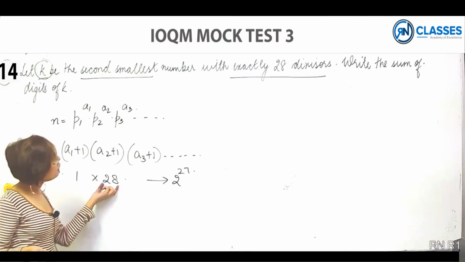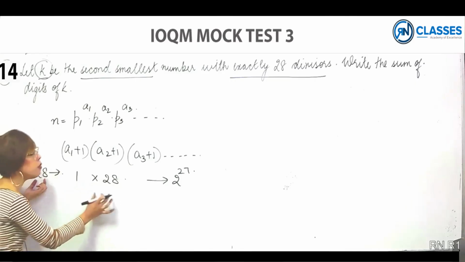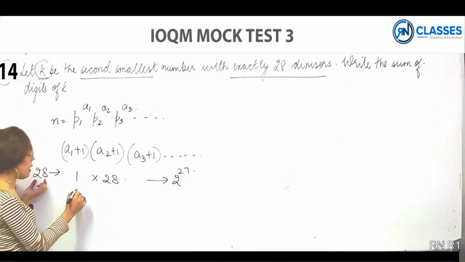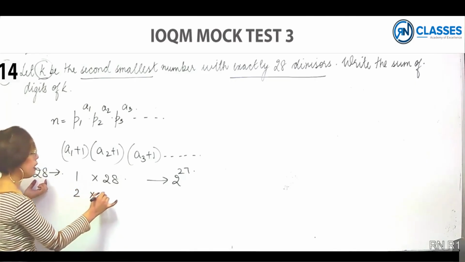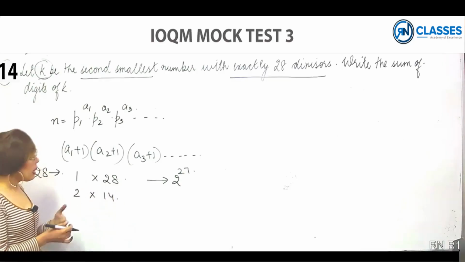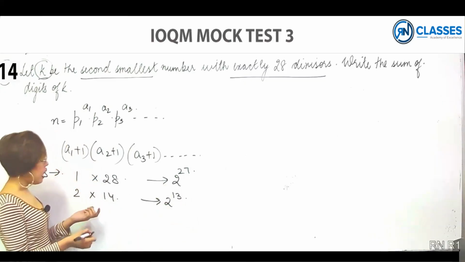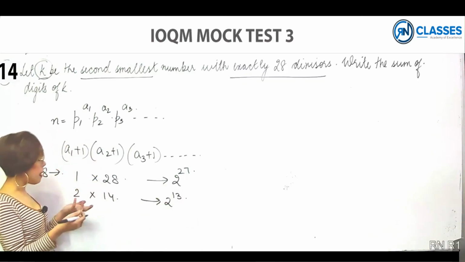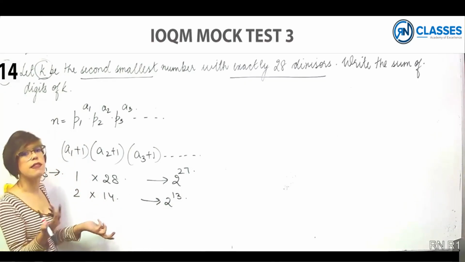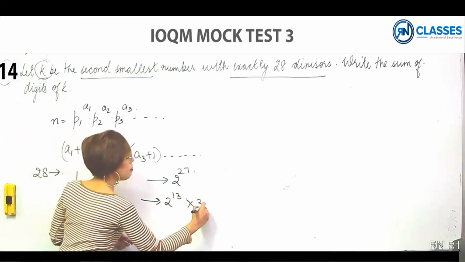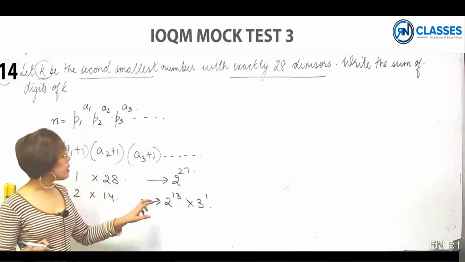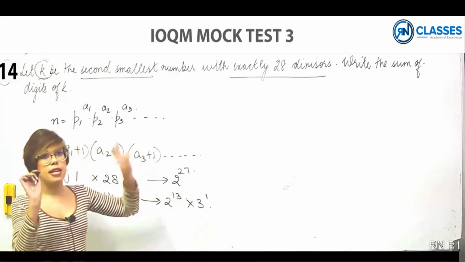Now, I can write 28 as a product of two numbers. 1 into 28 is done. So next I can take 2 into 14. That means I can take the power of 2 as 13. And then, since I want another prime number, I'll take the second smallest one, which is 3, to the power 1. Obviously, you can see 14 into 2, 28 divisors.